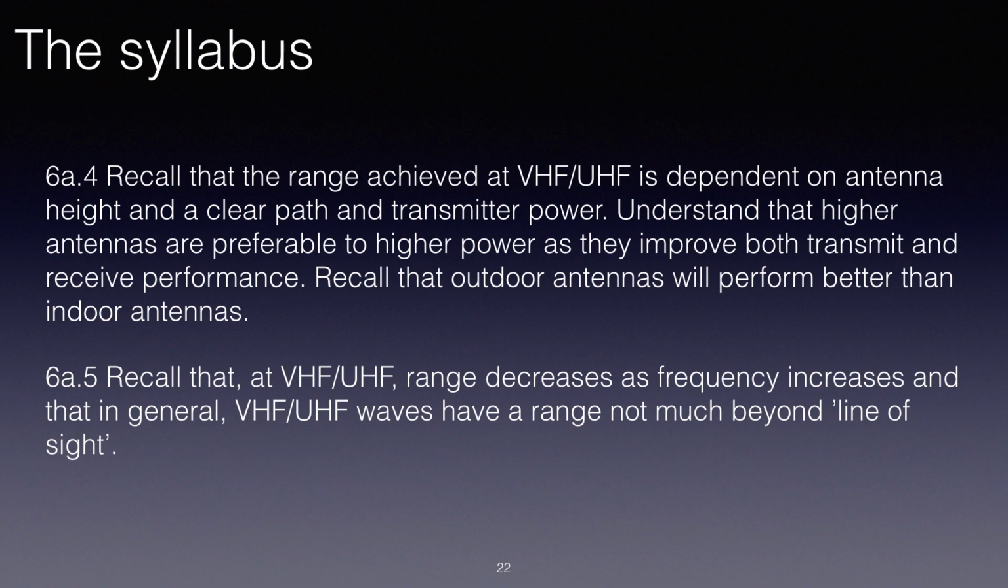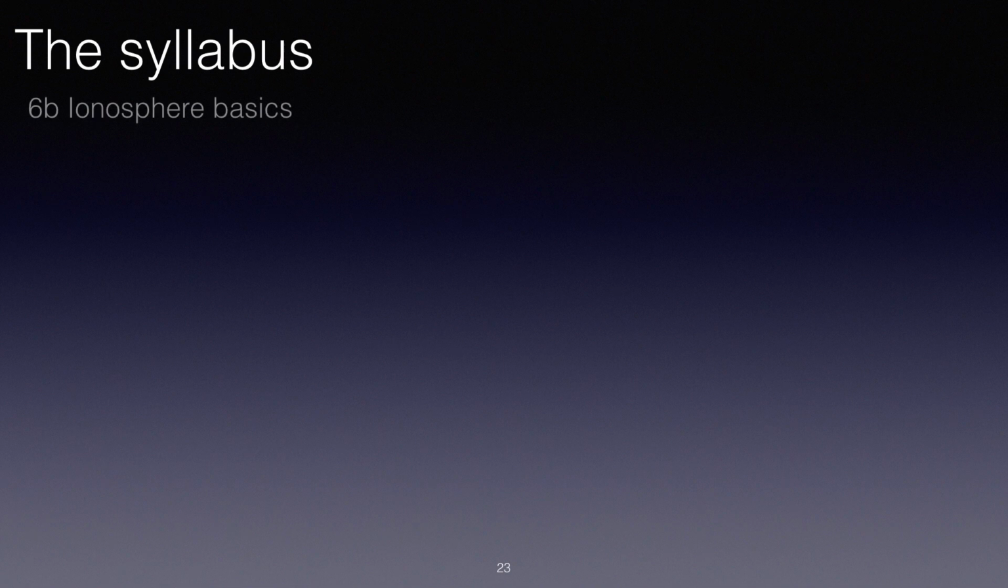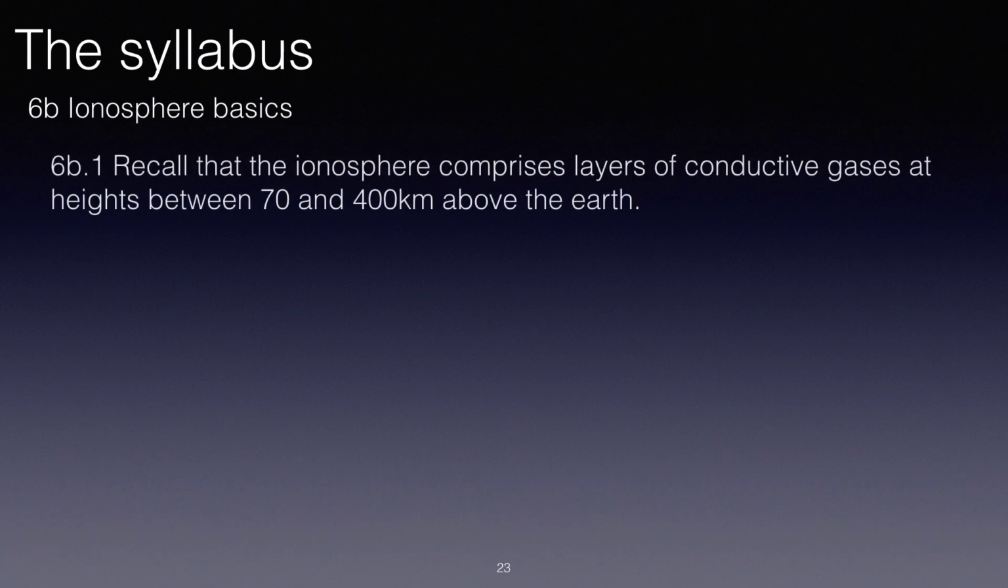So that only leaves us to look at HF. The basics are all that we require. We did have quite a look at the ionosphere, but the key fact here is that it comprises a layer of conductive gases. You need to remember that. They're made conductive by the ionizing effect of the solar rays that hit the Earth. And they are at heights between 70 and 400 kilometers above the Earth.